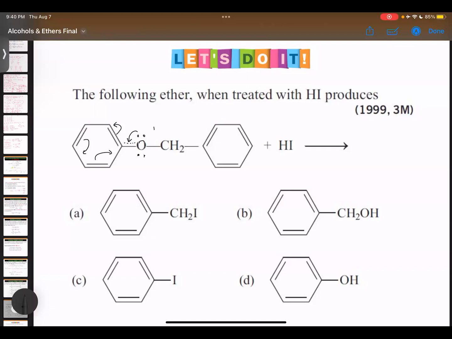So we are going to break it in this manner because there you have a resonance. So H and I. Is it clear or not?